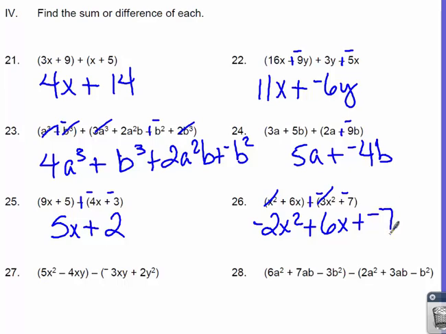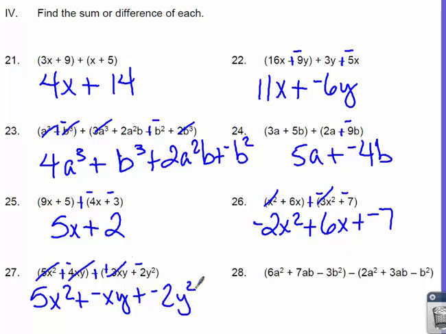Okay, number 27. We got a minus here, so I change my parentheses. This parentheses is okay. So now I come in the middle. I change my minus to plus. My negative 3 becomes positive. My positive 2 becomes negative. Now we start combining. So I've got a 5x squared. Do I have any other x squareds? Nope. So 5x squared plus, so it's gone. I've got an xy. So here's a negative 4. Here's a positive 3. So that makes me have a negative 1xy, or just negative xy. So they're gone. And then plus negative 2y squared.